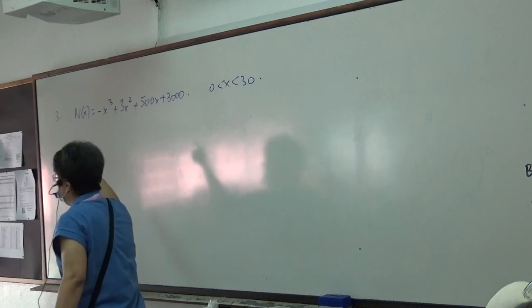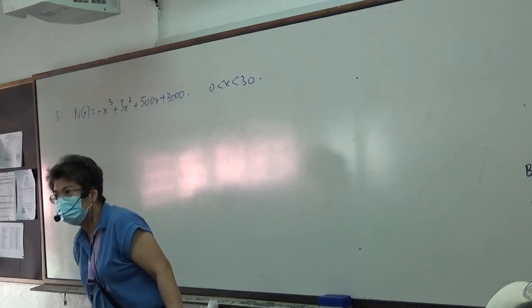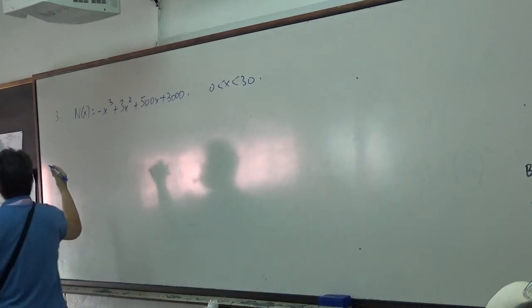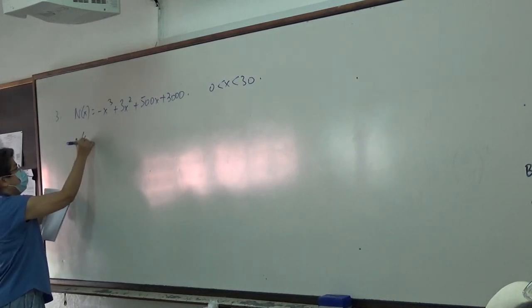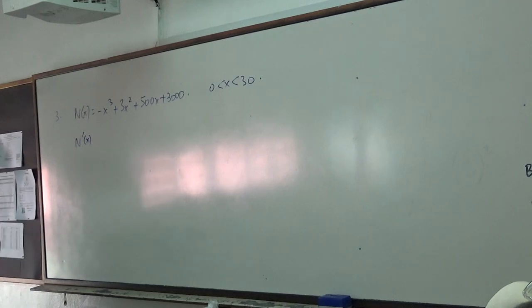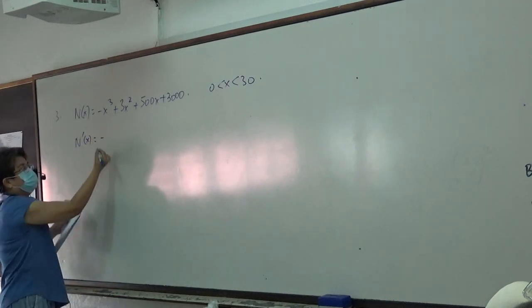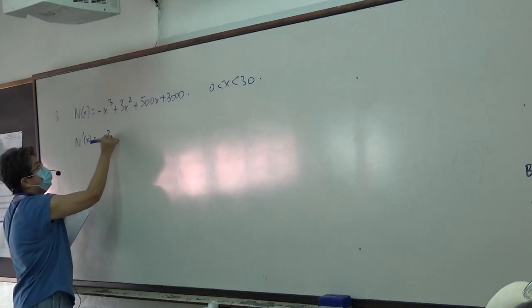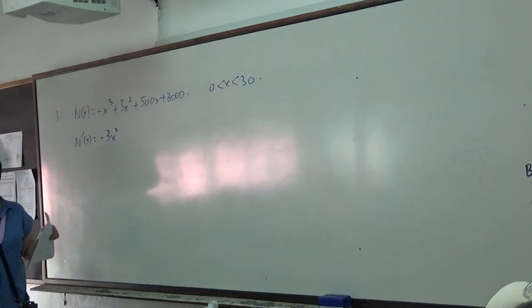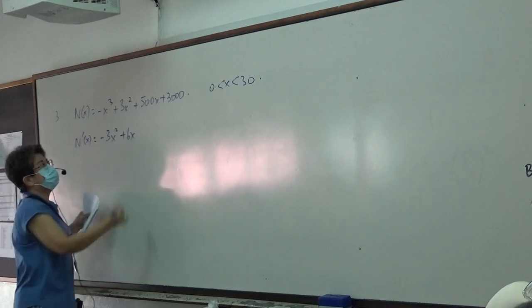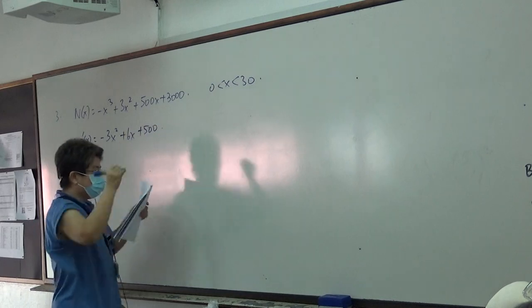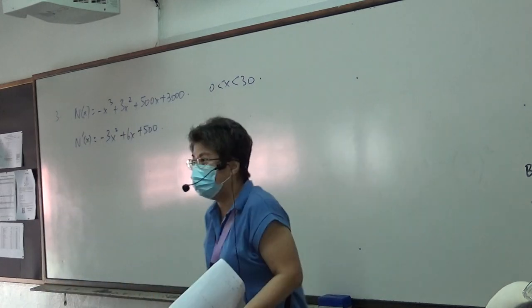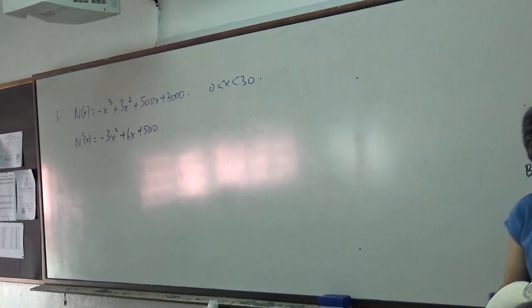That means I got to differentiate this here, right? How to differentiate this? N prime x. If you cannot differentiate this straight away, you get out of the class. Okay, what is the answer? 3x squared, plus 6x, plus 500, very good. Life goes on, right?